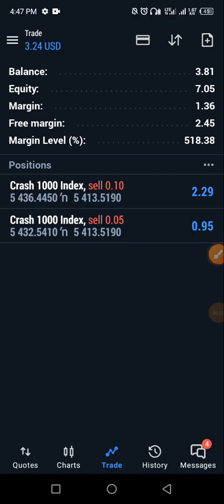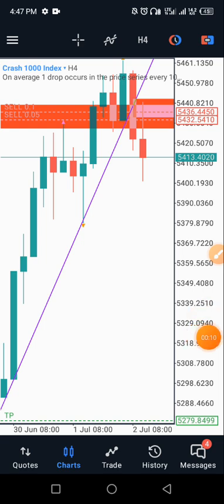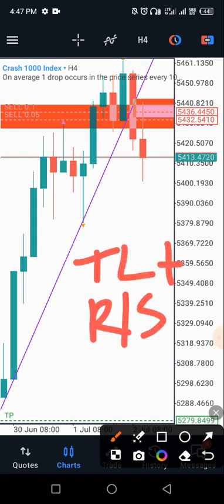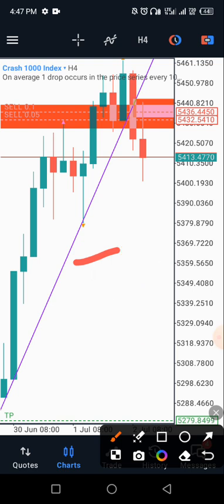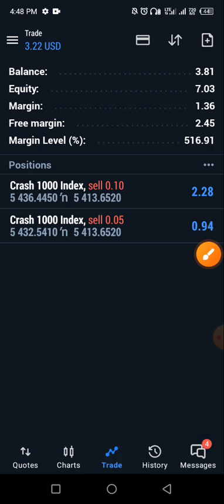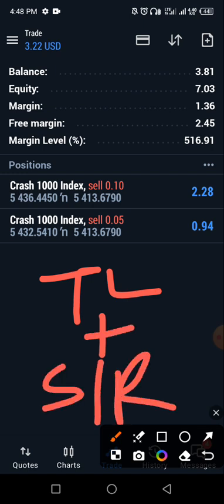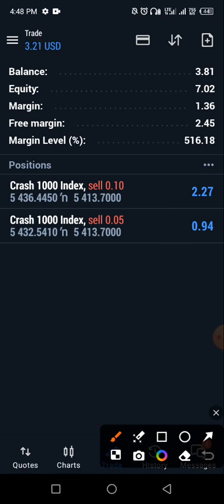In today's video I'm just going to share this secret with you on how to make use of this strategy. There's a strategy that most people are not aware about on how to make use of it on Crash 1000. We are going to be combining the trend line and the resistance and support strategy. This is a secret strategy that most traders are not aware of. If you are able to combine the trend line together with support and resistance, then you should be able to take this entry that you see here. It's a very simple but powerful strategy.